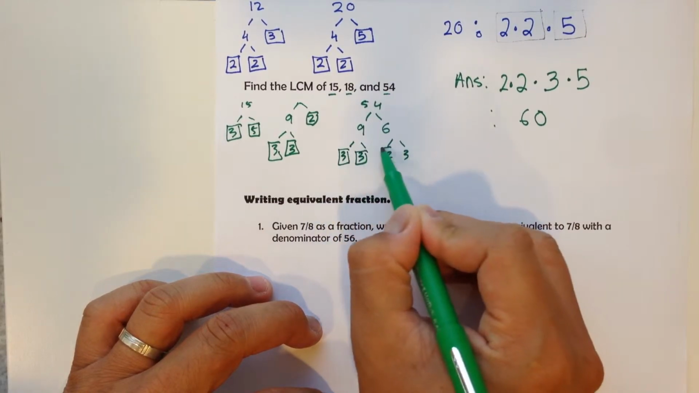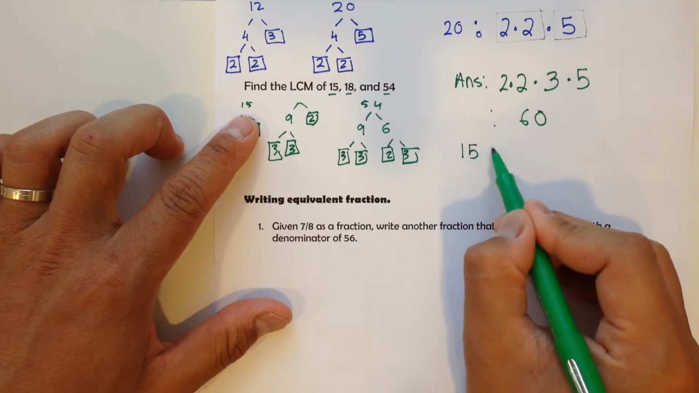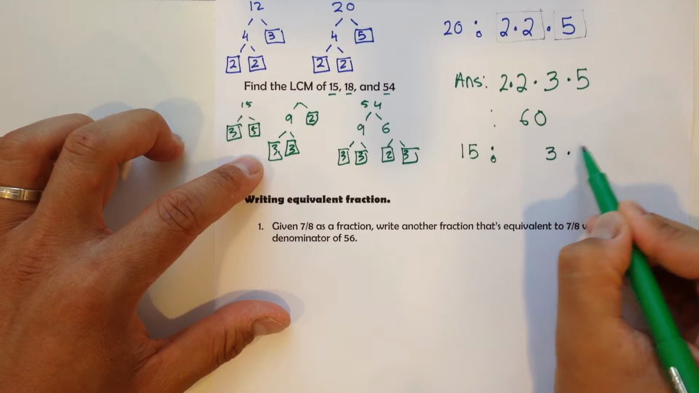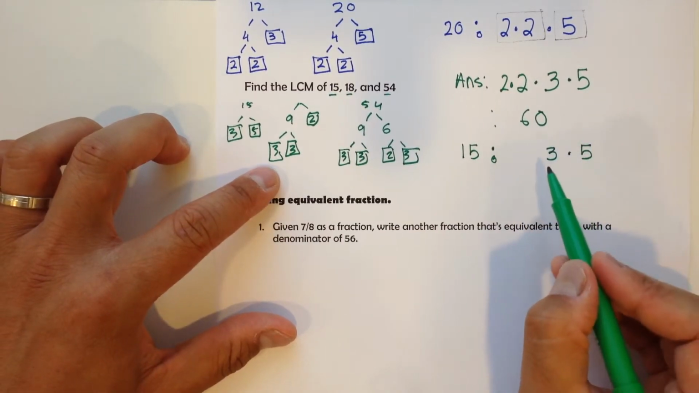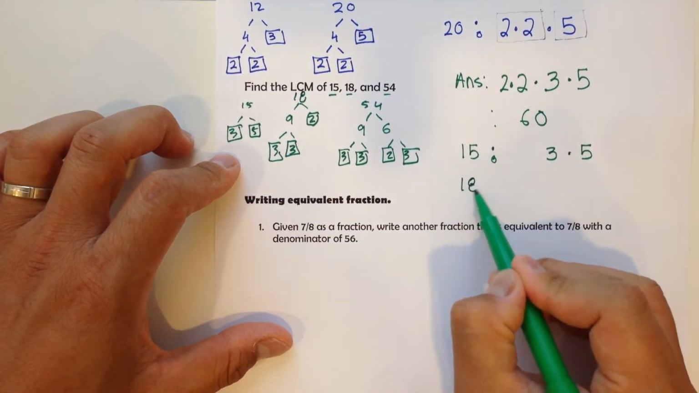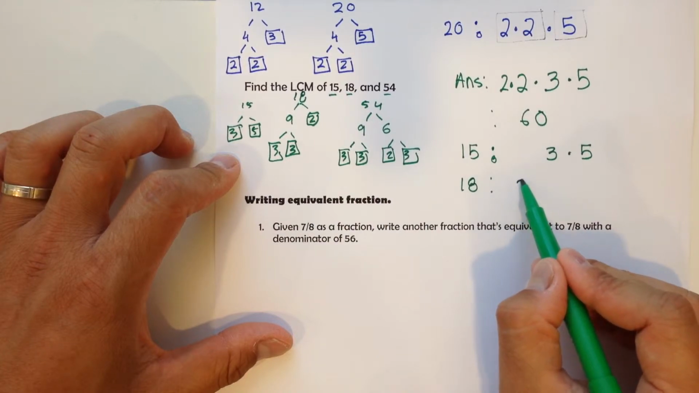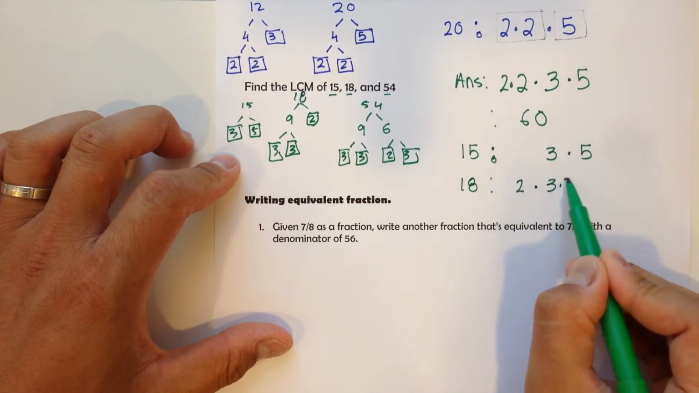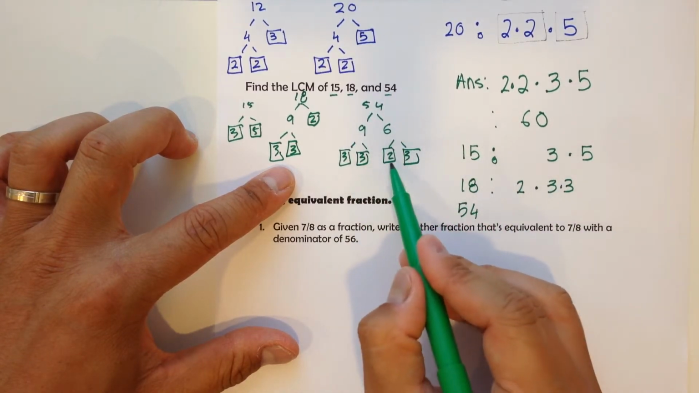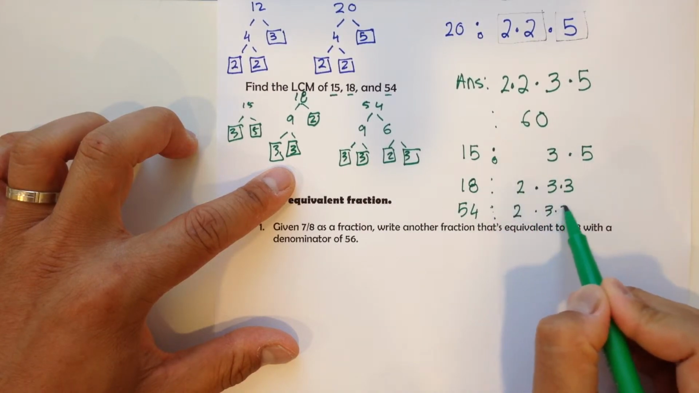Alright. So, I'm going to start with the number 15. I'm going to write 15 as 3 times 5. I am going to write the number 18 as 2 times 3 times 3. And then 54 is 2 times 3 times 3 times 3.